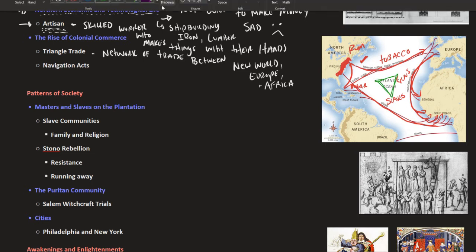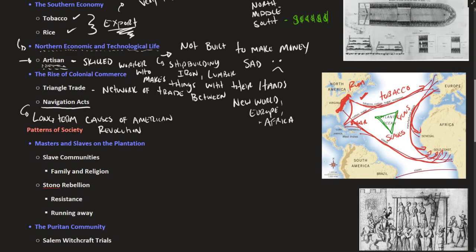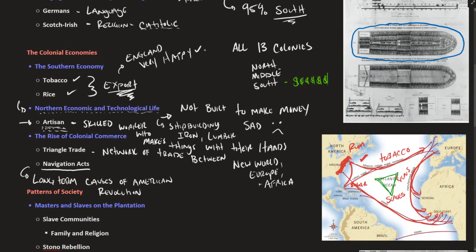Now, very important law/policy here. In fact, the Navigation Acts is going to be one of the long-term causes of American Revolution. Like I said before, the southern colonies make England very happy, right? The more money that the southern colonies can make, the better it is for England. And in fact, the better it is for the southern colonies.